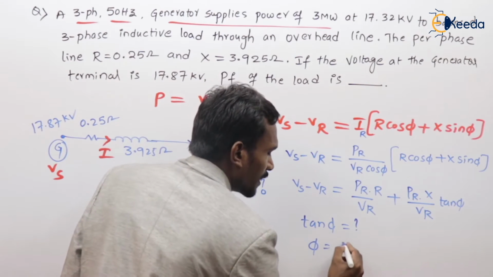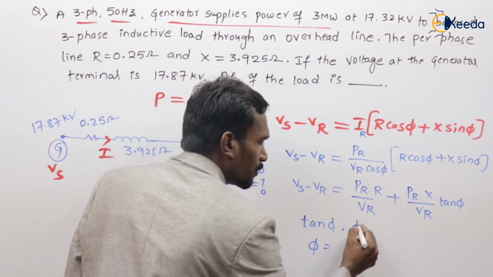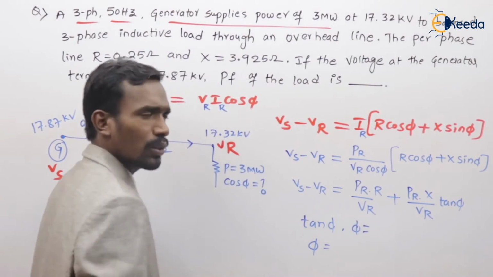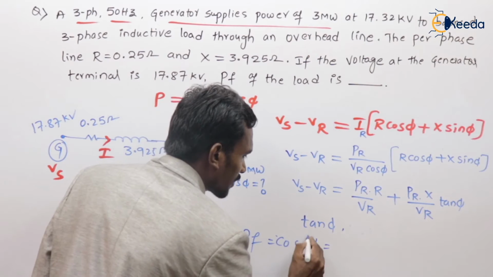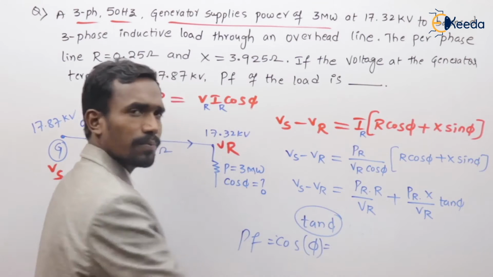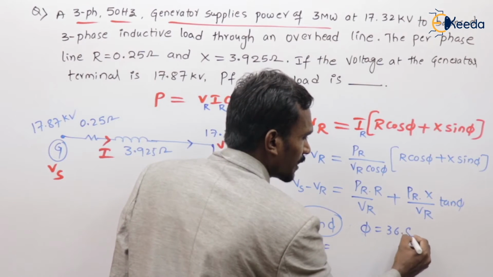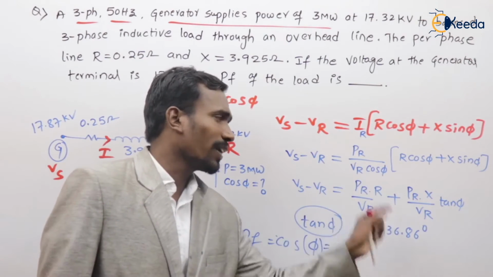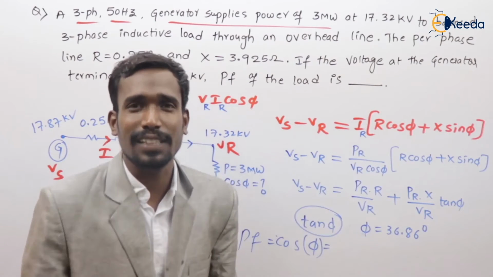Then we have to find out phi. Phi is equal to tan inverse of some value. Then the power factor is equal to cos of this phi. If you substitute all the values and find phi, you can get 36.86 degrees. So phi is equal to 36.86 degrees.